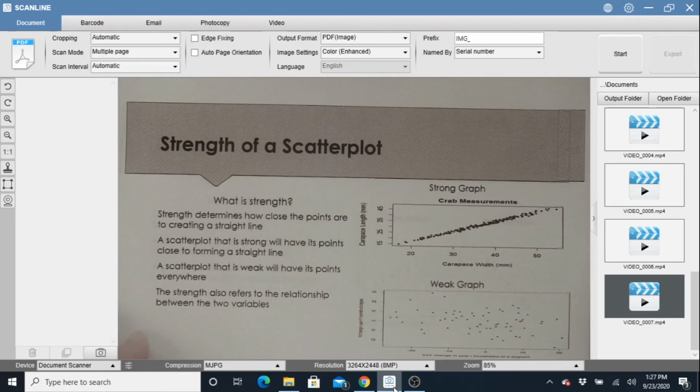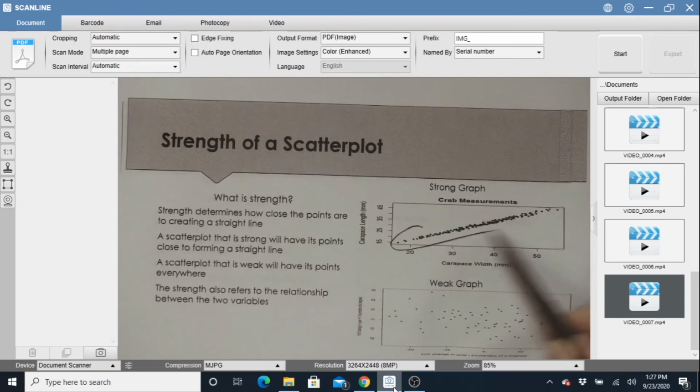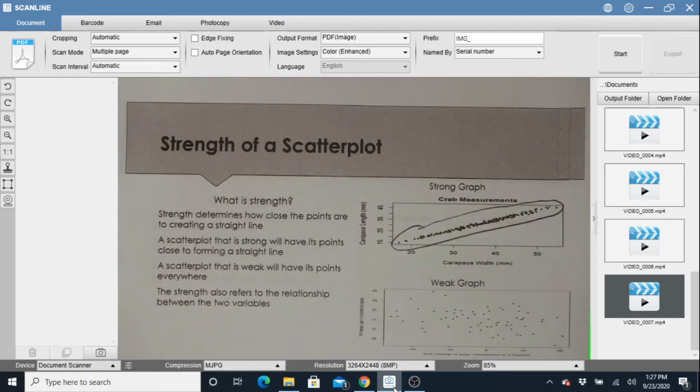So if you look here, this is a very strong graph because those points are close to forming a straight line, versus this weak graph where it's like someone took a whole handful of paintballs and threw them up against a whiteboard. That's the difference between strong and weak. It's basically how close something is to becoming a straight line.